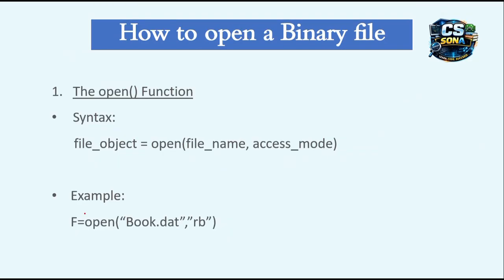How to open a binary file? The opening of a binary file is exactly the same as text files. The only difference is in the file mode. The syntax of open function is file object is equal to open file name comma access mode. Access mode is file mode, the file modes which we have discussed just now. So I have given an example where I have opened the file book.dat in RB mode. My file object's name is F. For that I have written F is equal to open, inside inverted commas book.dat comma RB.